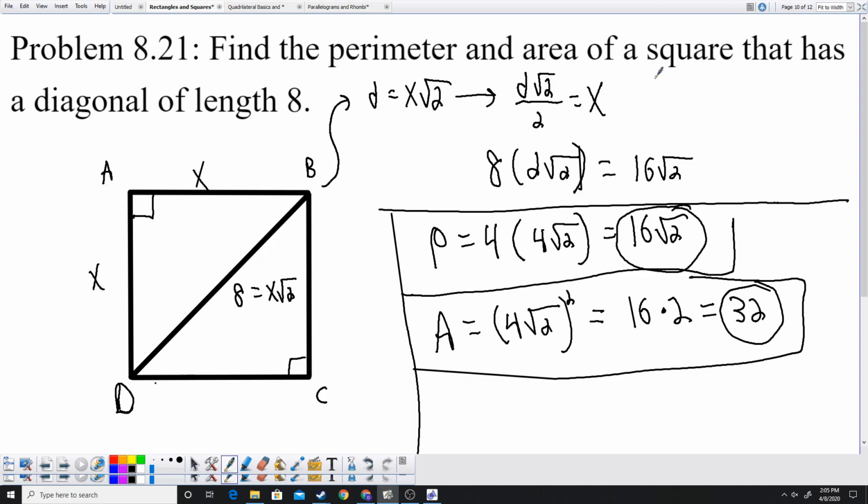And if we know that the perimeter equals 4x, well then 4 times d root 2 over 2 simplifies, because 4 over 2 is just 2. So we have 2 root 2, and I ran out of room, but you have to multiply that with your diagonal length. That's just how the simplification works. It works every time.